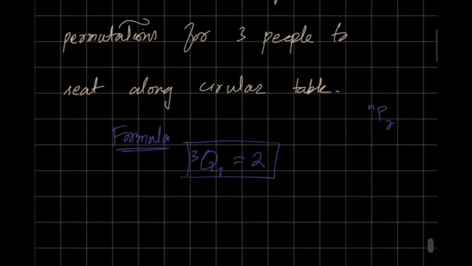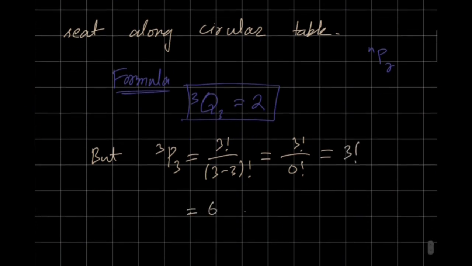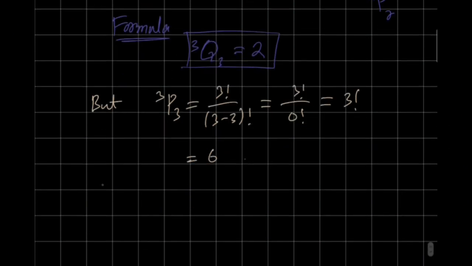So now I'm going to find the connection of circular permutation with simple permutation. You know, 3p3 is 6. Why is it 6? Because it is 3 factorial over (3 minus 3) factorial, which is 3 factorial over 0 factorial. You know 0 factorial is 1, which gives 3 factorial, and 3 factorial is 6. You can see the connection of these two. By comparing both, we can get 3q3 is obtained by 3p3 over 3.